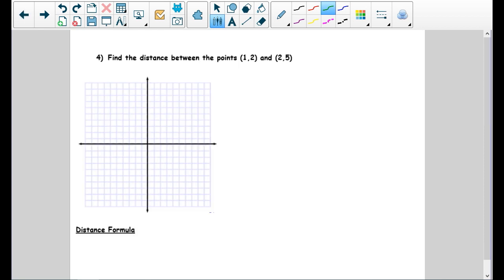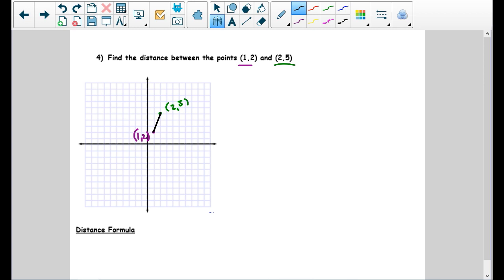So this is kind of what we're going to get into this week, though. This is a little bit harder. I have these 2 points, 1, 2, and 2, 5. So 1, 2, let's put that on my graph. 1, 2 is here. Then 2, 5: 1, 2, 3, 4, 5. So there's my 2, 5. And again, if I connect these 2 points, you can see they don't follow the grid lines, right?